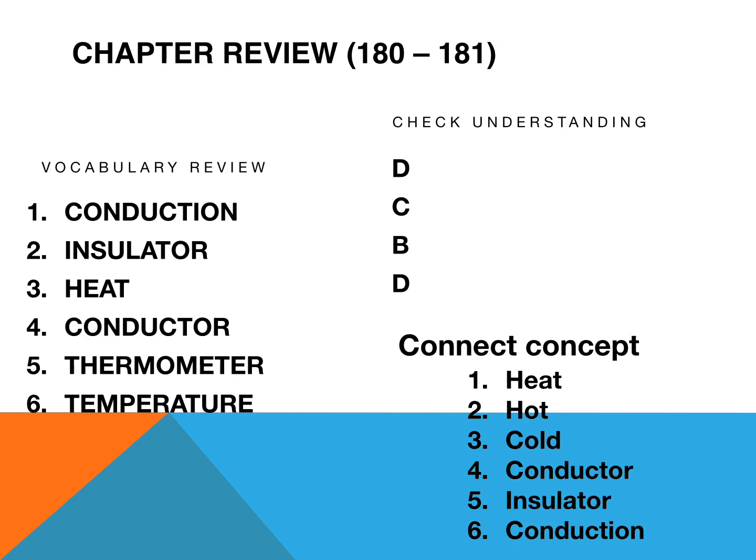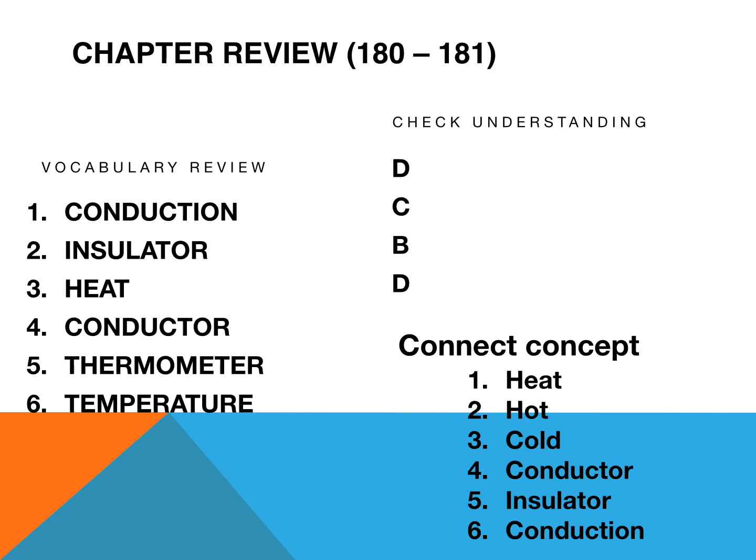Let's answer the multiple choice check understanding. The first question says, which of the following is an insulator? Silver spoon, aluminum foil, or a stainless steel spoon? The last option is a wooden spoon. The correct answer is D. Wooden spoon is an insulator.